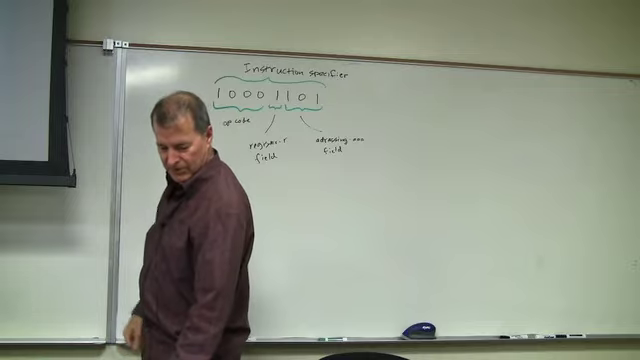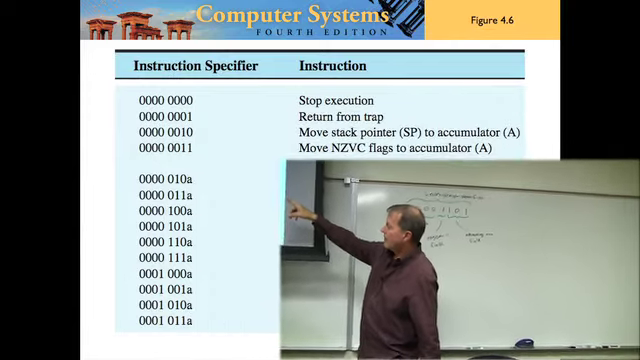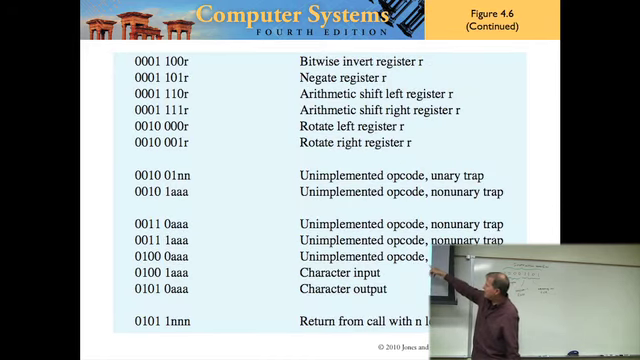By the way, now that we've defined what the opcode is, let's take a look at figure 4.6 again. You see this branch unconditional? How big is the opcode of the branch unconditional? How many bits? Not 4 bits. It's 7 bits. Yes, the opcode is 7 bits. And let's go down here to the unimplemented opcode unary trap. That's a 6-bit opcode. You see what I mean?